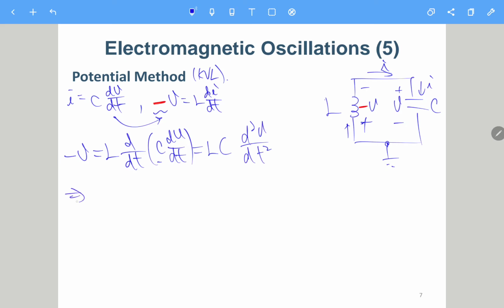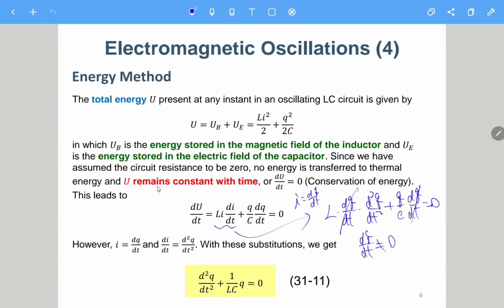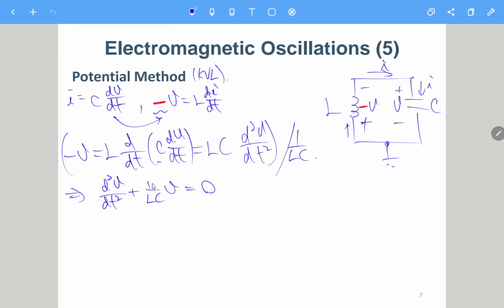Okay, so we can slightly rearrange the term, and then divide LC on both sides. So we will get d²V/dt² plus 1 over LC times V equals 0. Actually, this is a little bit different from this one. This one we have Q here, but here we have V here.